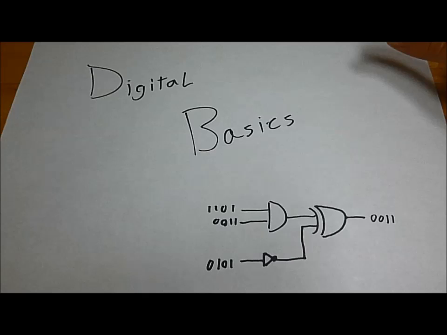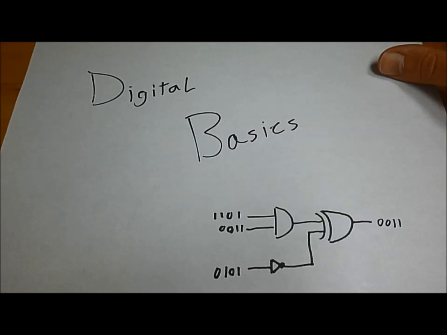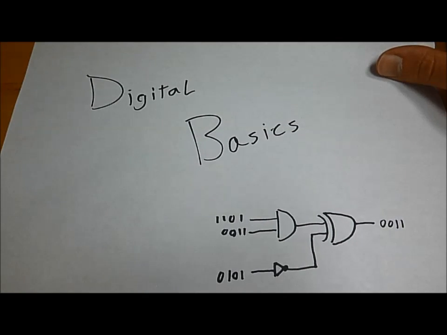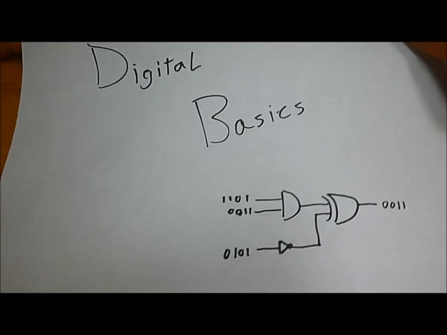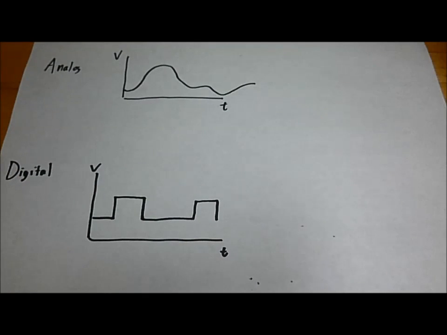So what is digital? Digital is a system that allows us to make easy calculations with circuits. Some systems are digital and some systems are analog. So, what is the difference between digital and analog? Well, if we look at these two graphs, they explain.